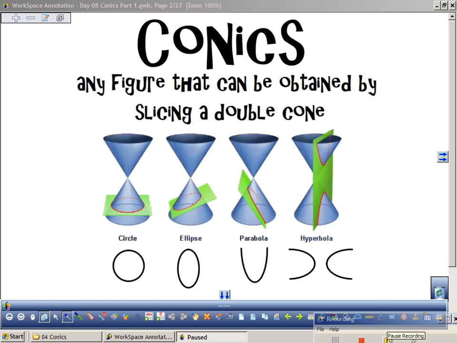Are you ready for it? I got more. I do always have more. A hyperbola. A hyperbola is when you slice a cone straight through, top and bottom.